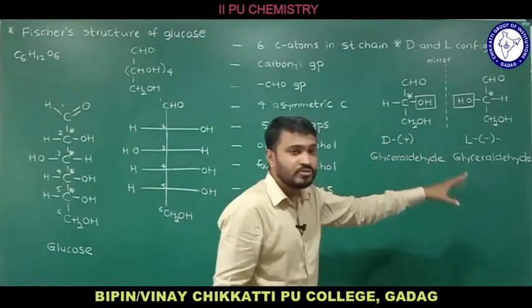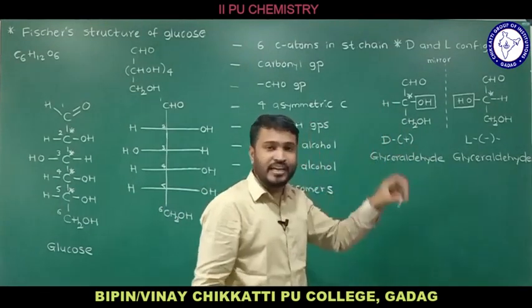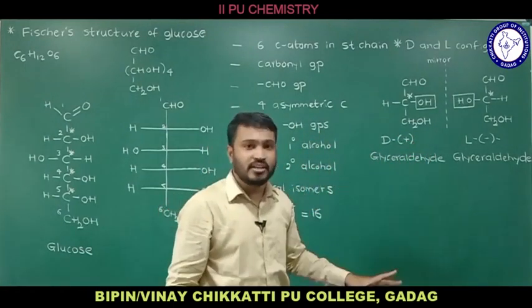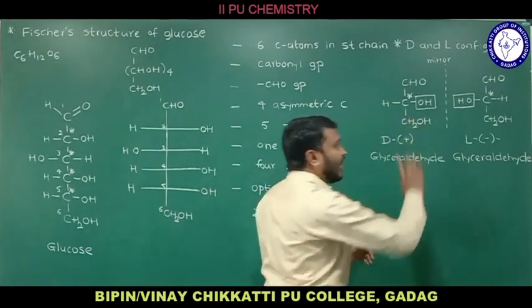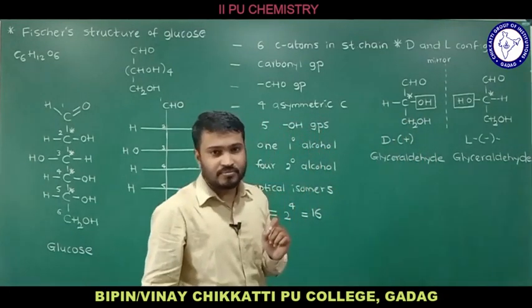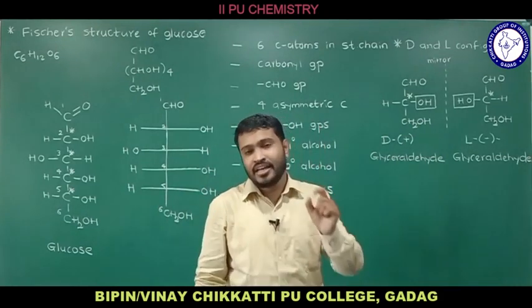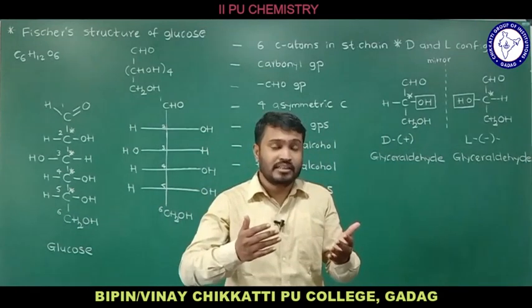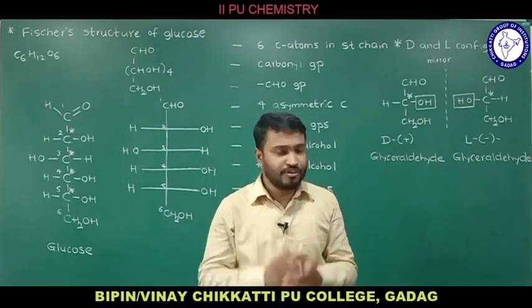Because these two compounds are non-superimposable, these two compounds are optically active, and these two compounds are mirror images to each other and show the property of optical activity, therefore these are enantiomers. And remember, when you consider a chiral compound, if it has the property of rotating the plane polarized light, we know that one.